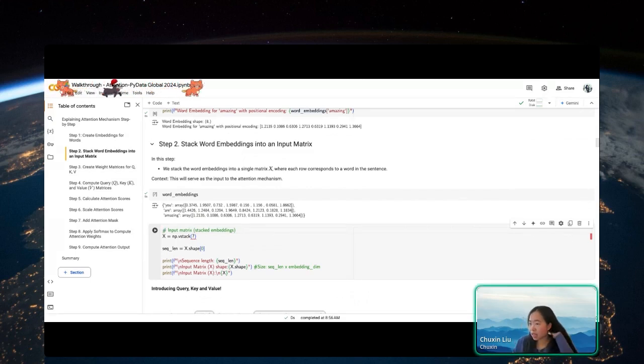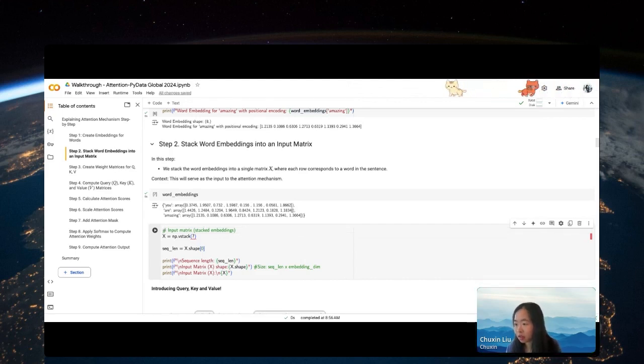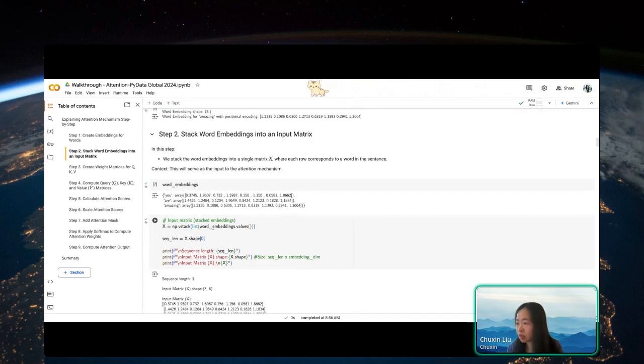Okay, so as you can see, if I print out word embeddings, it's a dictionary with each word as its key and their array of numbers as their values, right? So what I want to do is just stack the values. So the answer is the list of word embeddings values.